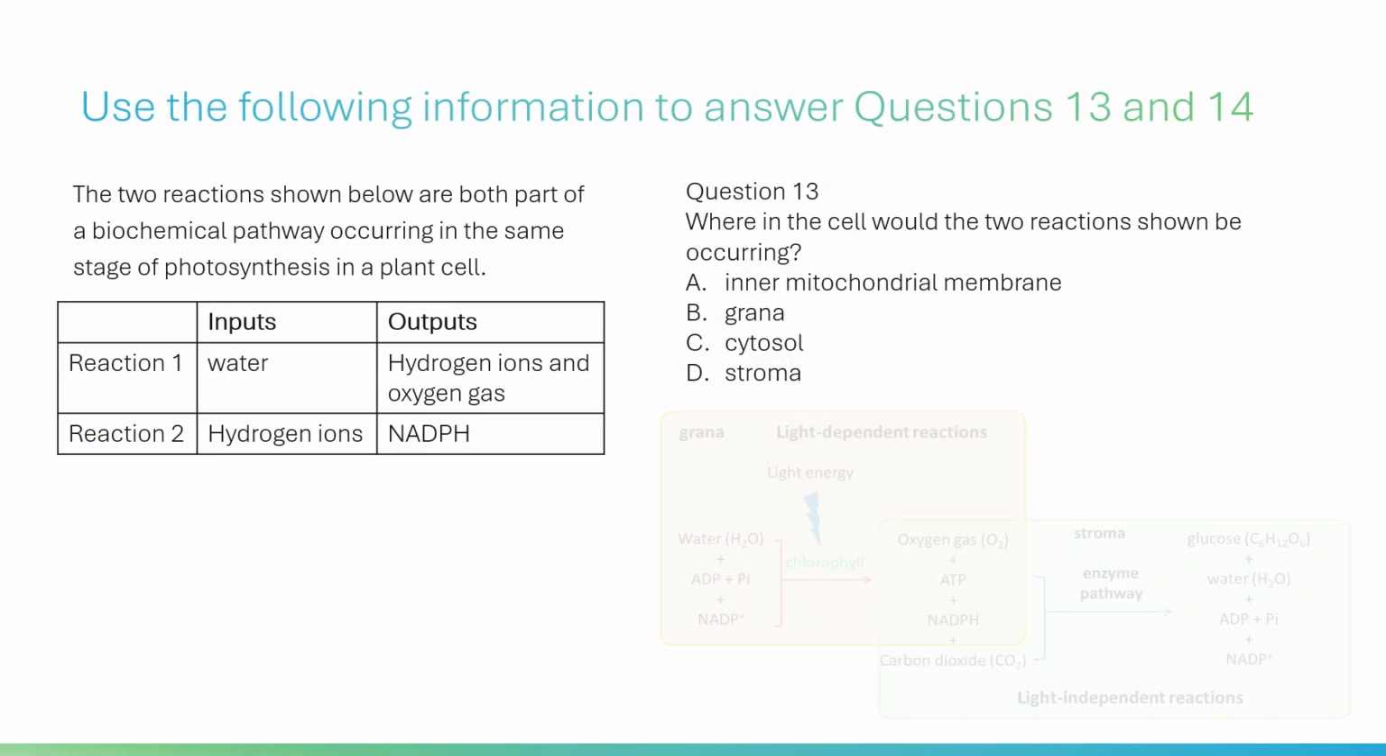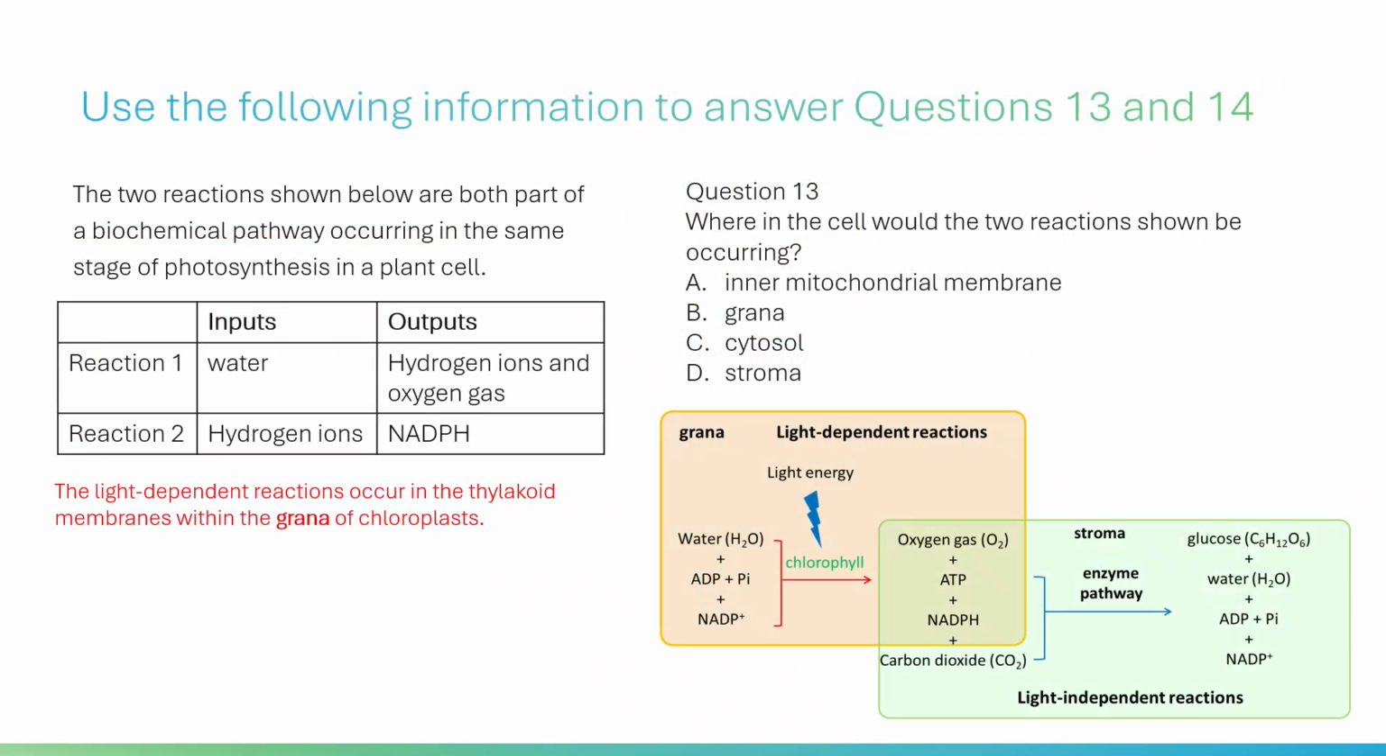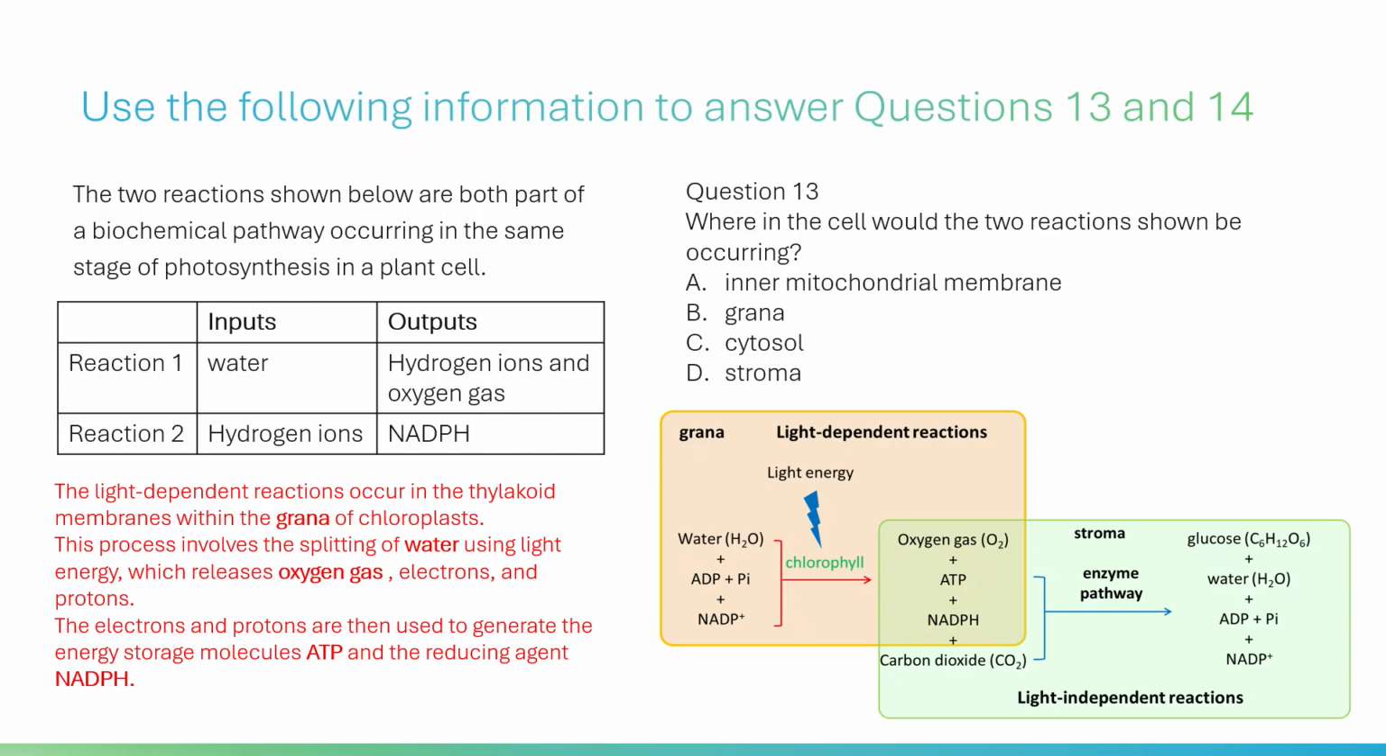The light-dependent reactions occur in the thylakoid membranes within the grana of chloroplasts. This process involves the splitting of water using light energy, which releases oxygen gas, electrons, and protons. The electrons and protons are then used to generate the energy storage molecules ATP and the reducing agent NADPH.